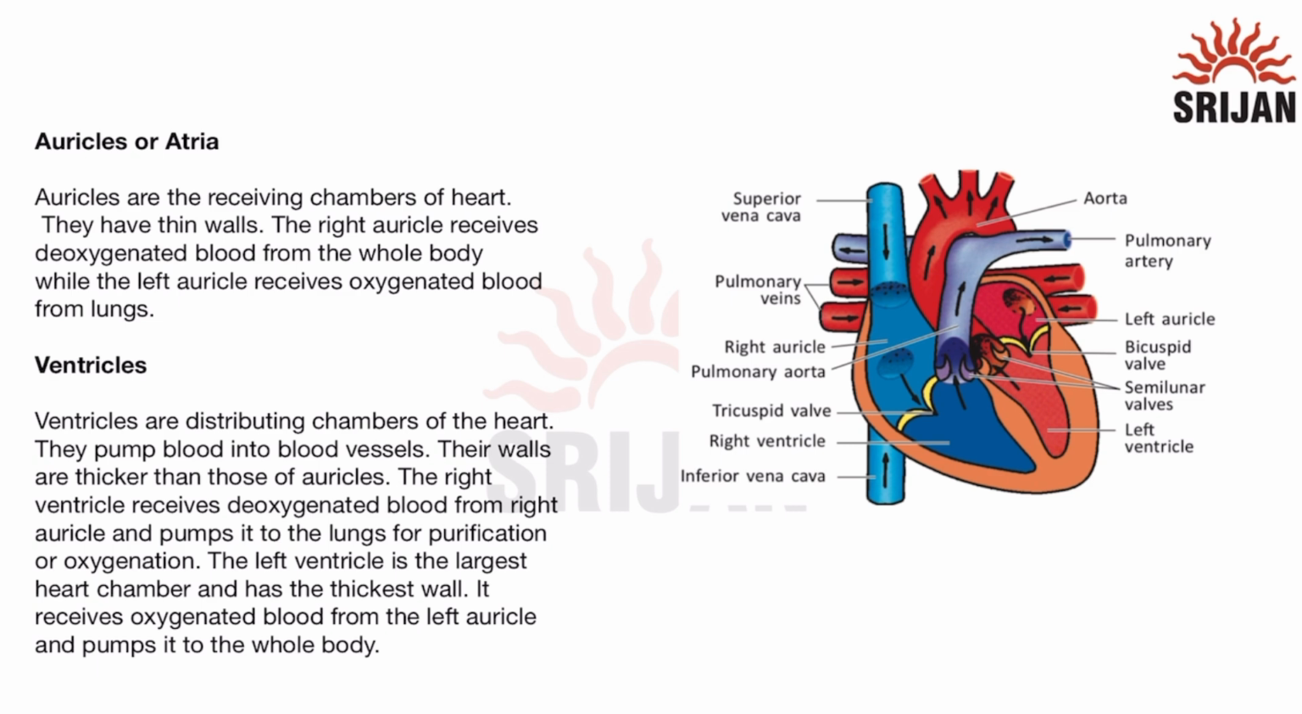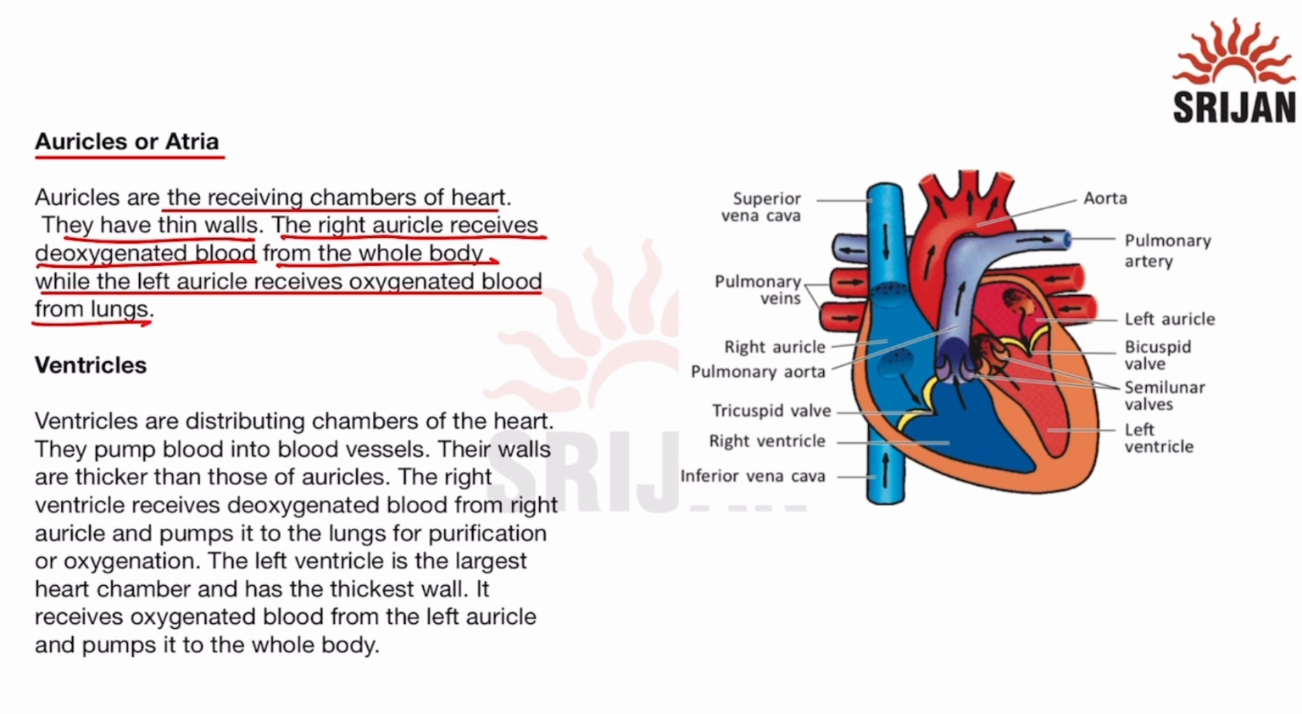Now let us read about the auricles or atria. Now auricles are the receiving chambers of heart. They have thin walls. The right auricle receives deoxygenated blood from the whole body, while the left auricle receives oxygenated blood from the lungs. So we can see the structure of heart. We can see that here right auricle is shown, which is the right atrium, and left auricle is shown.